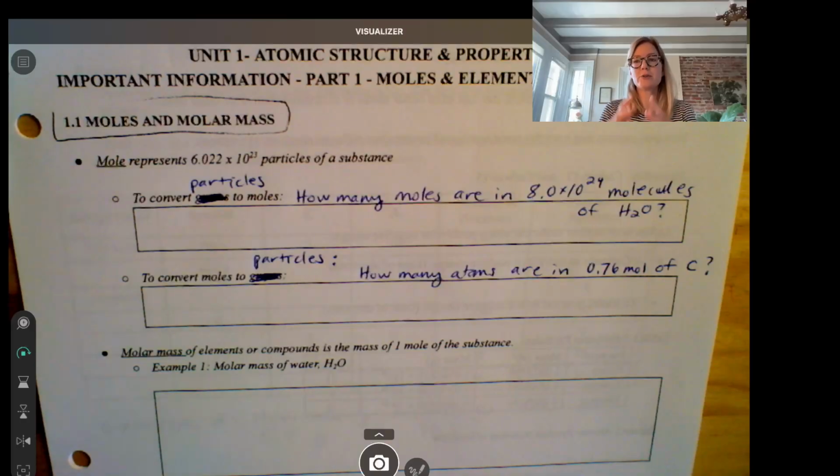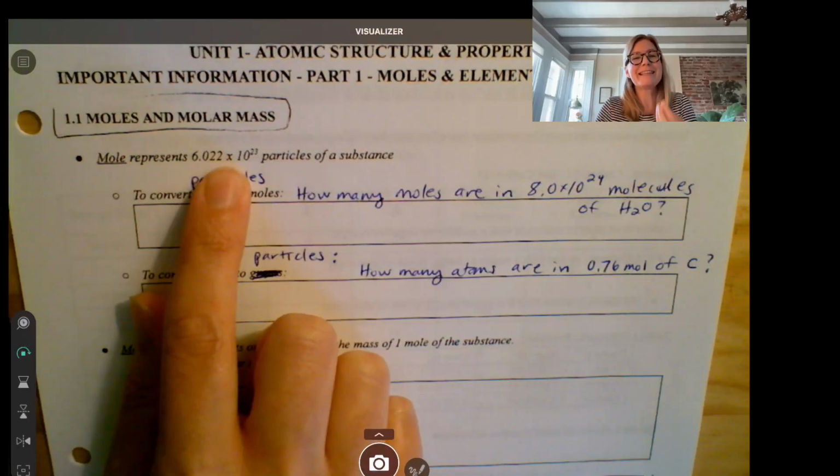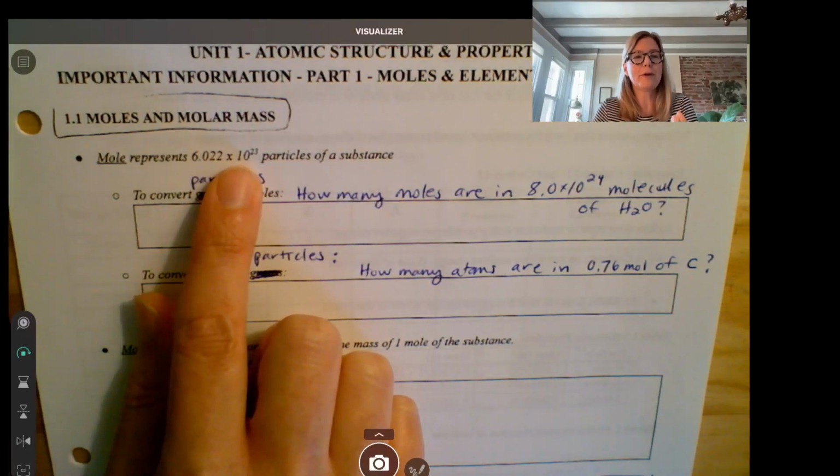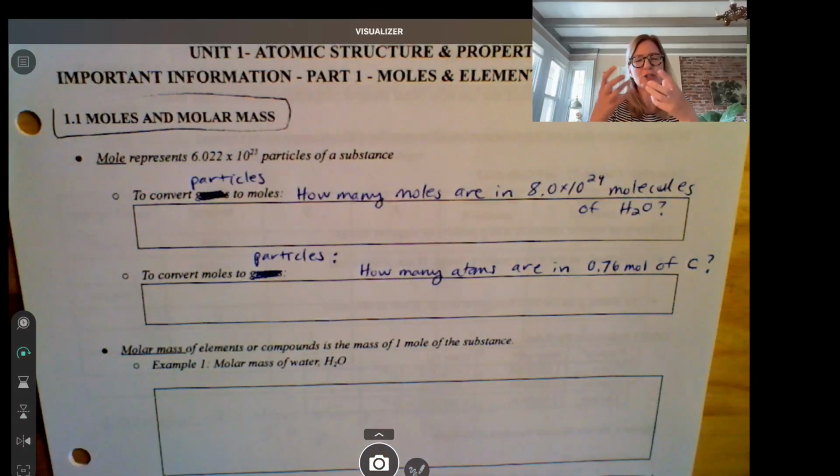So they wanted to group them just like bakers and people who sell flowers group things into dozens because that's a good amount to sell. A mole is a good amount of atoms or molecules because it's big enough that we can see it. If we have a mole of carbon atoms or a mole of water molecules, that's enough that we can actually see it in the lab. Whereas like a dozen atoms, we can't see that. So it's a big number on purpose.